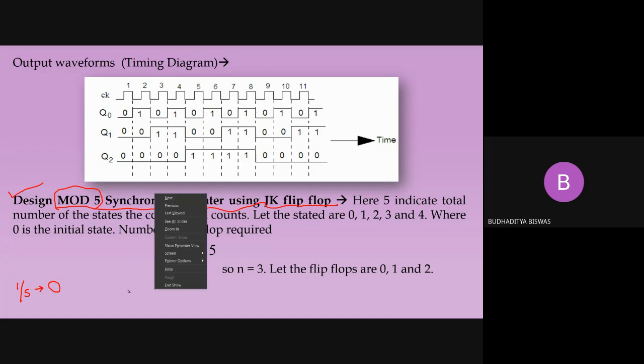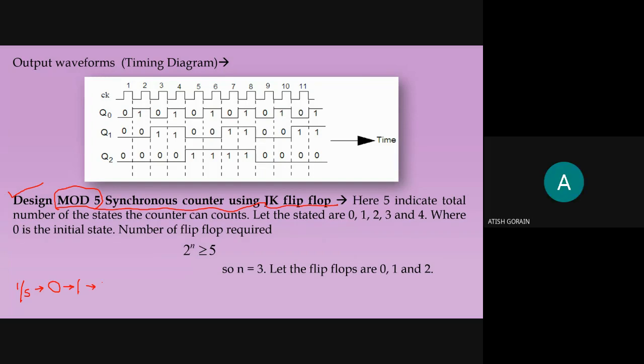After 0, what will be the next state? 1. Very good. Then after 1, 2. After 2, then 3. After 3, 4. After 4, again 0. Very good.